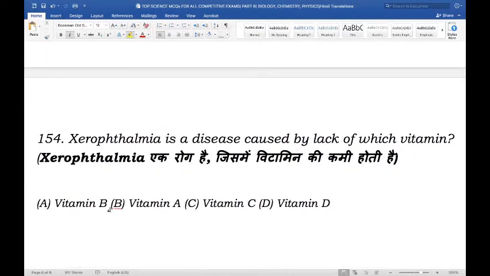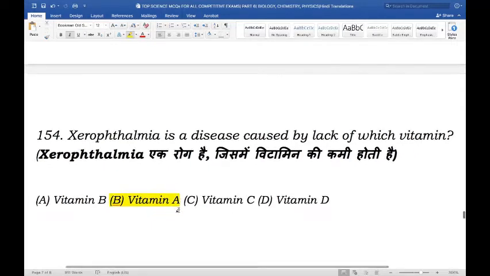Question number 154. Xerophthalmia is a disease caused by a lack of which vitamin? Is it A. vitamin B, B. vitamin A, C. vitamin C, or D. vitamin D? So xerophthalmia is a disease caused by a lack of vitamin A. Xerophthalmia is the abnormal dryness of the conjunctiva and cornea of the eye.